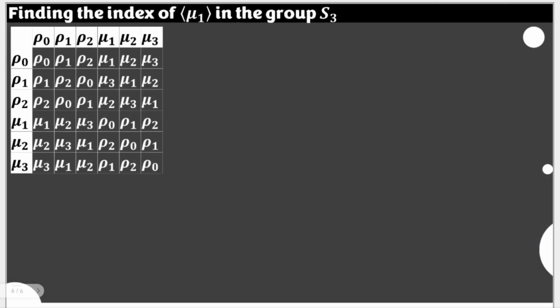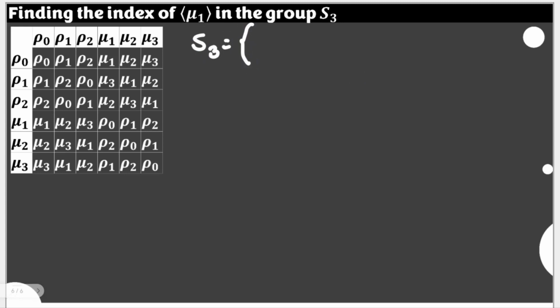We have here a Cayley table that will help us in determining the index of our subgroup generated by mu sub 1 in the group S sub 3. We are going to use that as we determine later on the orders of our subgroup together with our S sub 3, which will be used in solving for the index of the said subgroup.